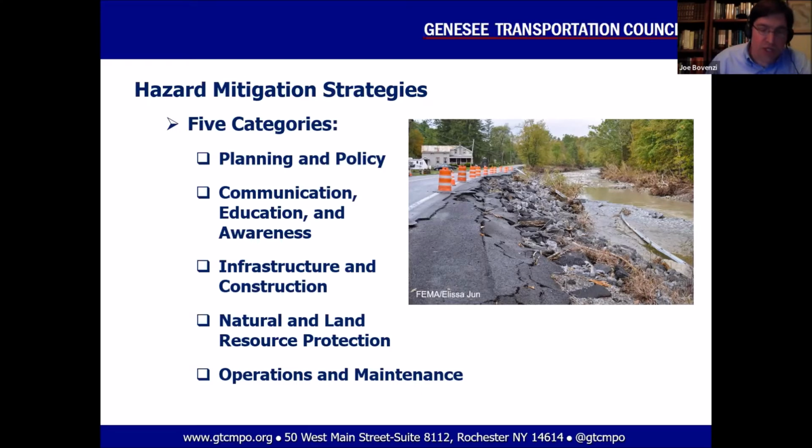As for communication, education, and awareness, that's really more public outreach, but it's integrated into an actual project that a city or county might take on, such as building a new bridge or rebuilding a roadway. There'd be a public engagement component to that. The natural and land resource protection category gets into protecting floodplains and wetlands, keeping infrastructure out of those areas. And then operations and maintenance are things that seem very simple, but have a major benefit, like maintaining culverts, periodically cleaning them out, cleaning out storm drains, or doing what you can to mitigate the impacts of flooding.